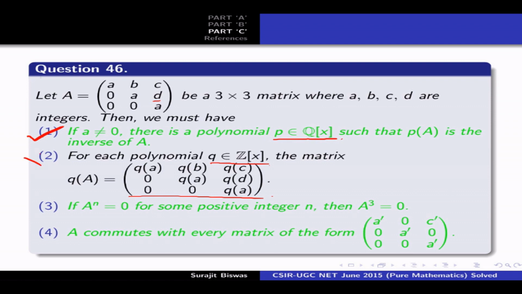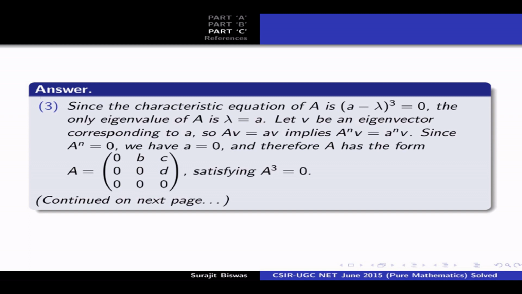For option 3, if A to the power n equal to 0 for some positive integer n, then A cubed equal to 0. This is correct. And how do we show this? Since the characteristic equation of A is (a minus lambda) cubed equal to 0, the only eigenvalue of A is lambda equal to a with multiplicity 3. Let v be an eigenvector corresponding to a, so Av equal to a times v implies A to the power n v equal to a to the power n times v.